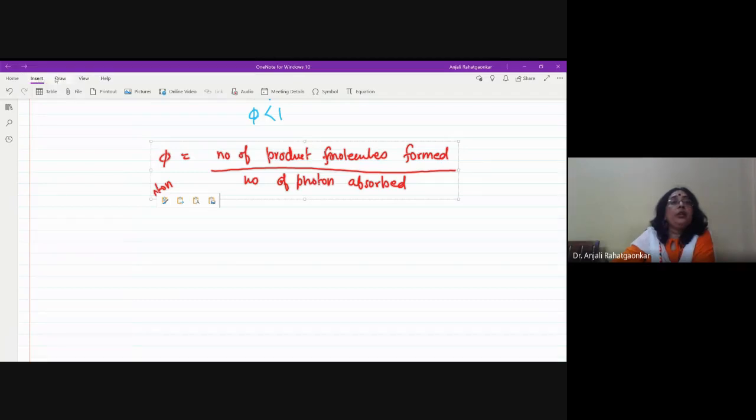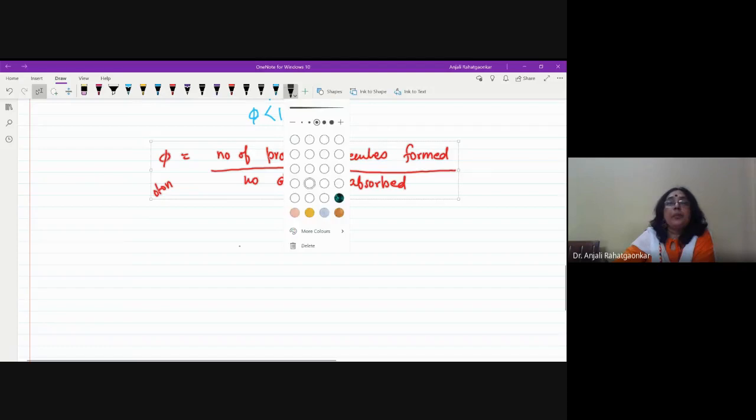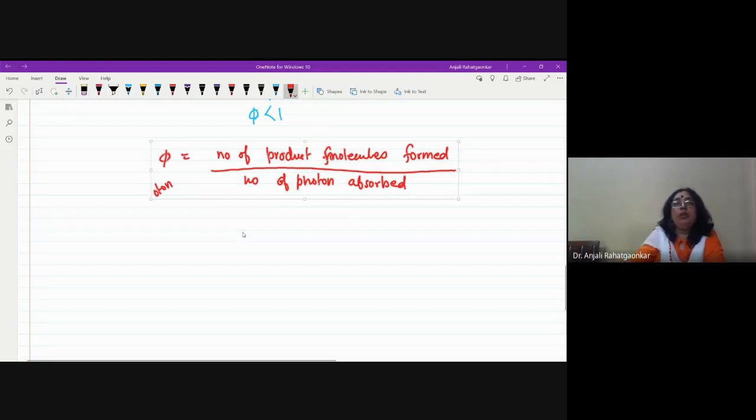I'm using this ratio over here. So how much amount of energy, or what is the meaning of psi is equal to 1, the another term is psi is greater than 1, and the third term is psi is less than 1.